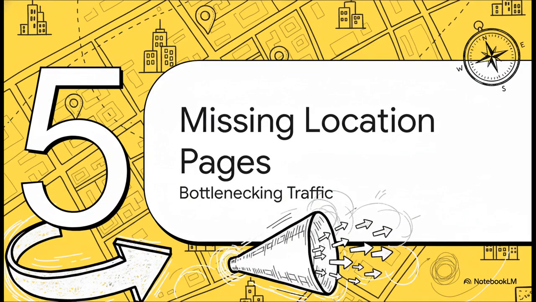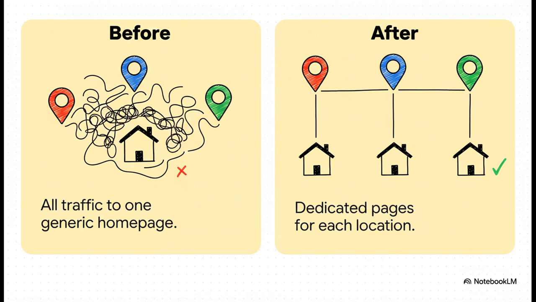Let's hit Section 5, missing location-specific pages. Now, what's really interesting about this slide is it highlights a huge architectural flaw on so many agency websites. It's the bottleneck effect, sending every single click from every single city to one generic homepage. Big mistake. If you're a service-based business covering multiple areas, you desperately need dedicated pages for each location you serve. Building specific pages, like plumbing services in Melbourne or roof repair in New York, directly improves your relevance and skyrockets your search rankings for those specific areas.